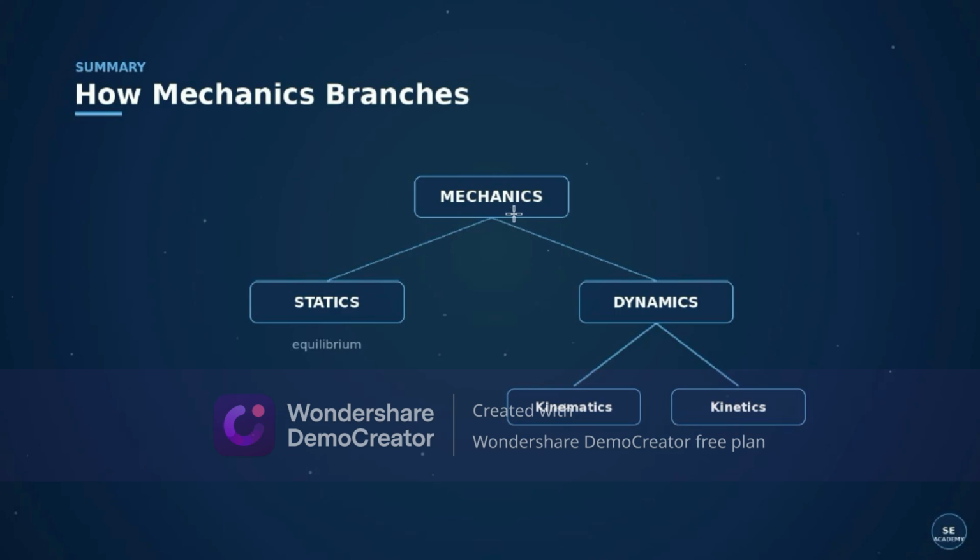Here is the summary of how mechanics branches. We have mechanics. Mechanics branches into statics and dynamics. Statics is all about equilibrium. Dynamics branches into kinematics and kinetics. So for first semester, second year, we are only focused on statics, which is bodies that are at equilibrium, that are not moving.